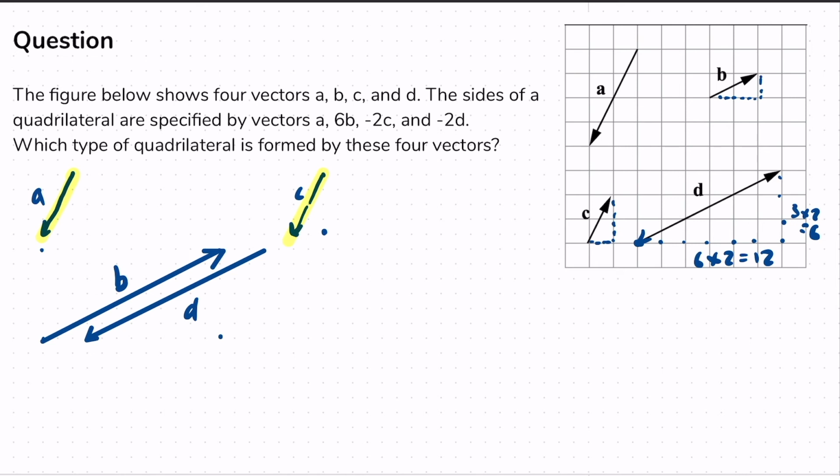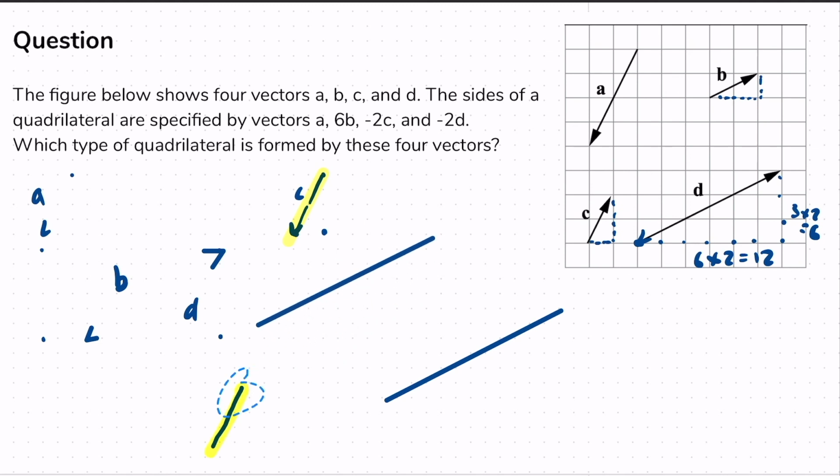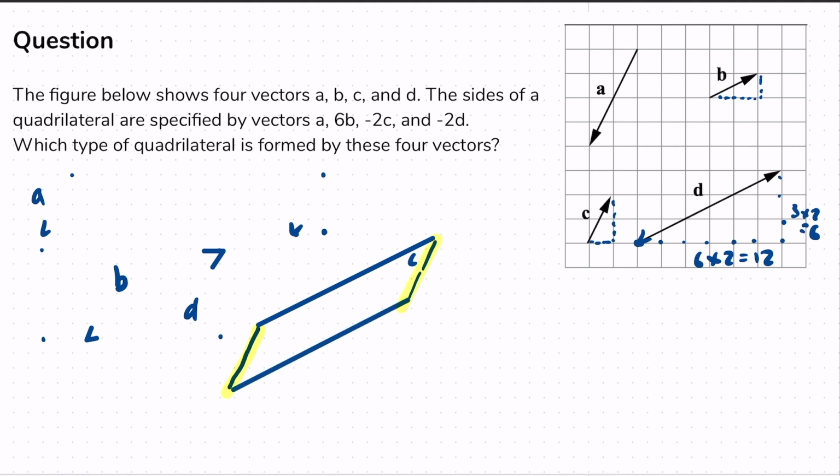So the figure below shows 4 vectors. Which type of quadrilateral is formed? Well, what I can do now is play around with these vectors. So perfect. I'm connecting up these corners. This one's a little bit trickier. There we go. What kind of quadrilateral is this? Well, this is one of my favorite words, parallelogram.